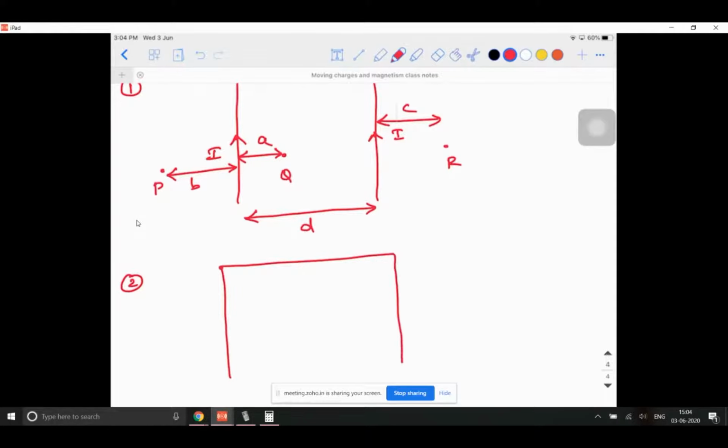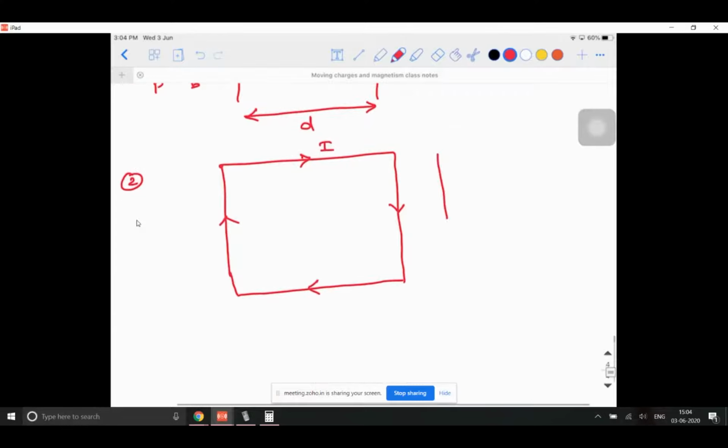Second, there is a square which is formed out of 4 finite length wires of the same length, where the current is flowing in a cyclic pattern. Let's say current I is flowing through a square of side A. We need to calculate the magnetic field due to the system at point P, which is the point of intersection of the diagonals. So how to proceed?